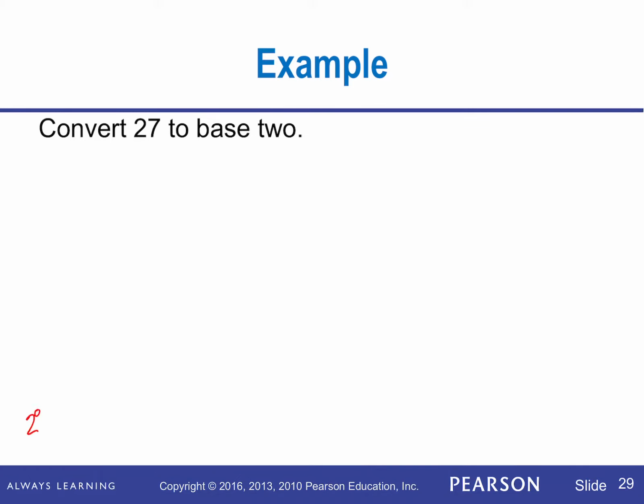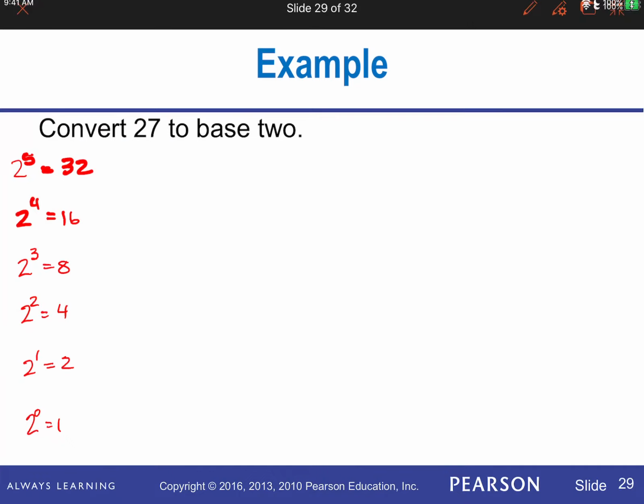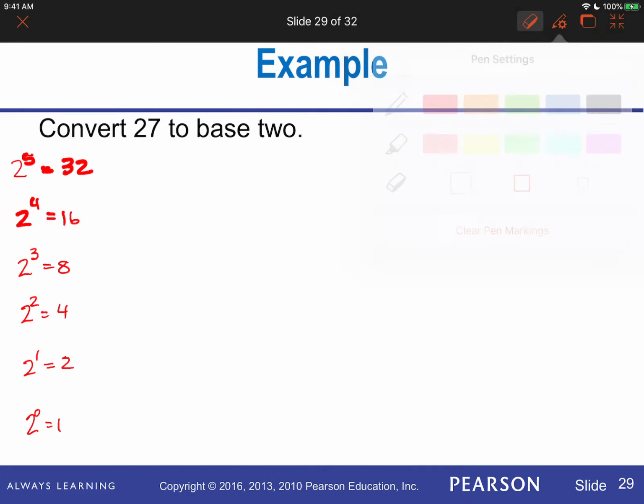I have 2 to the 0 is 1. 2 to the first is 2. 2 squared is 4. 2 cubed is 8. 2 to the fourth is 16. And 2 to the fifth is 32, and that's going to be too big, right? So we're going to start with 16.